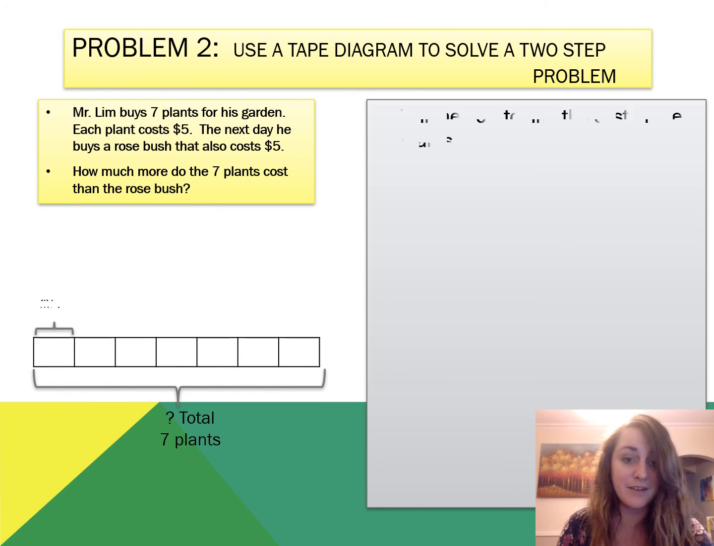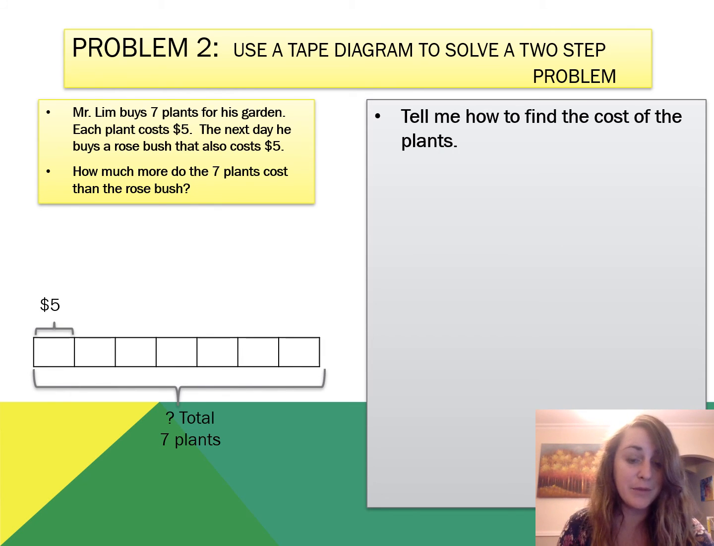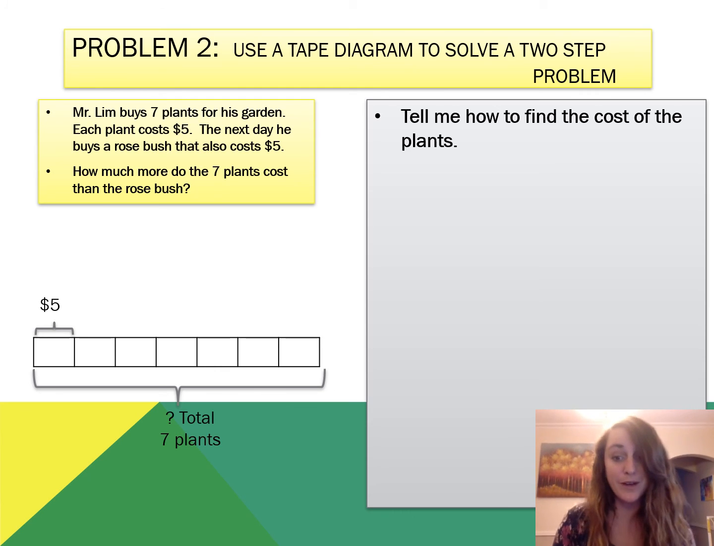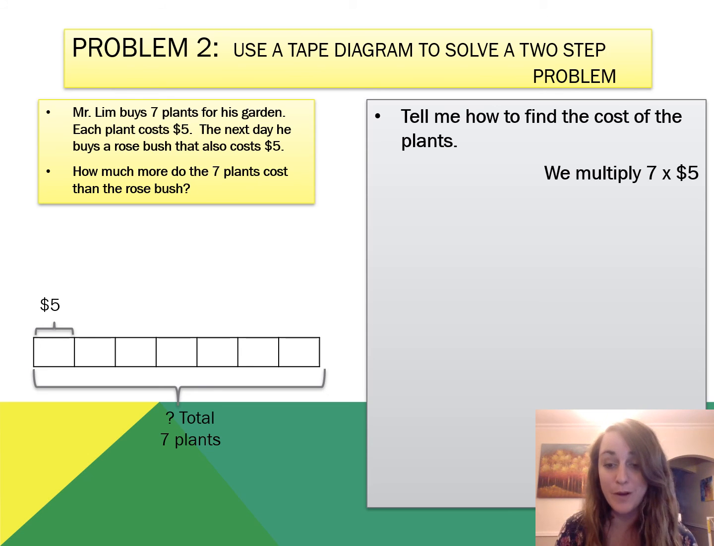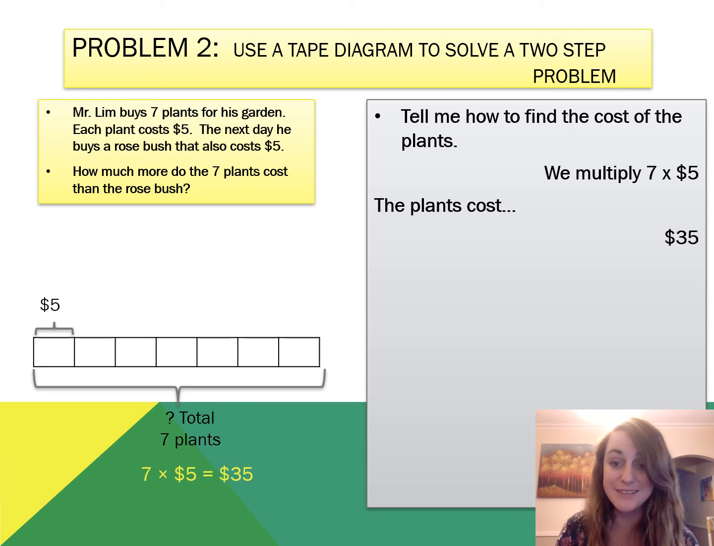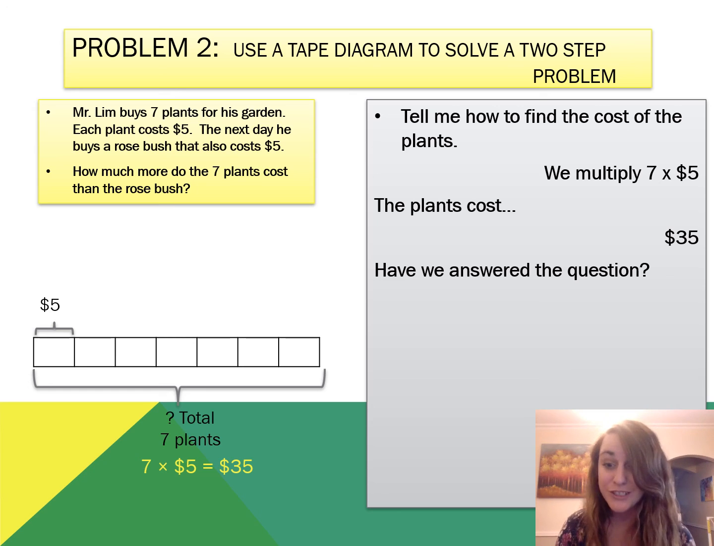Here is my tape diagram. I have put 7 plants, and so I've had 7 groups. I marked that with a question mark that we don't know what the total is, but we do know that each plant costs $5. Tell me how to find the cost of the plants. We would multiply 7 times 5. The plants would cost $35.